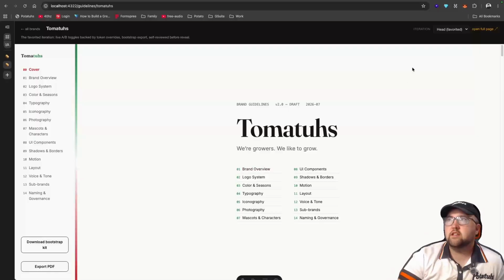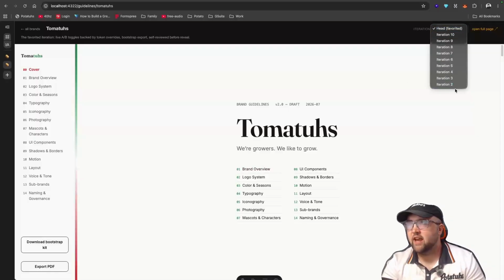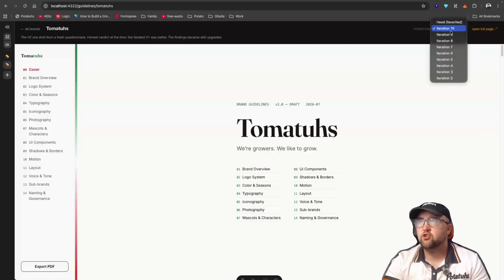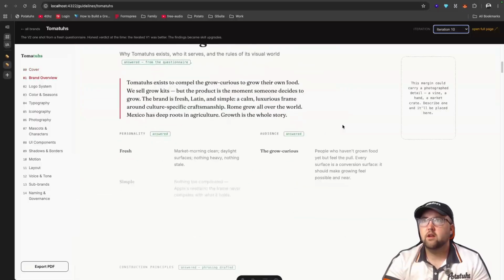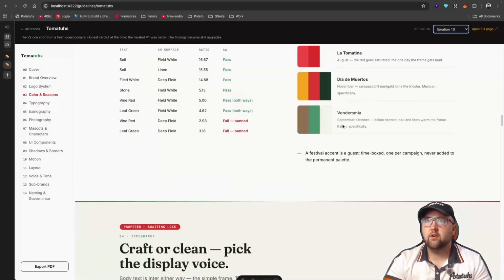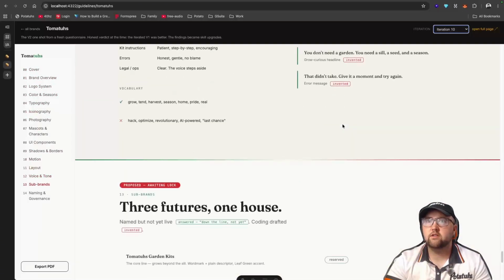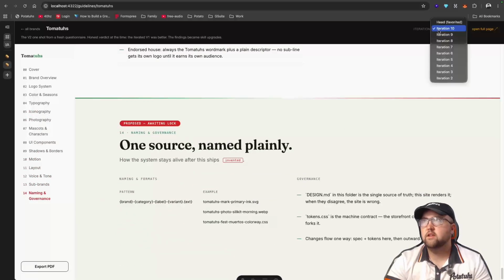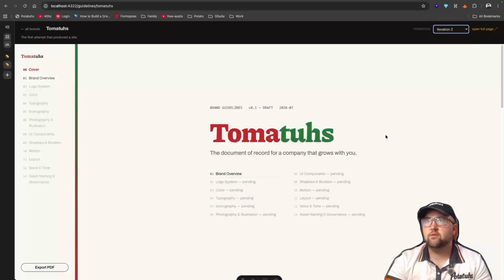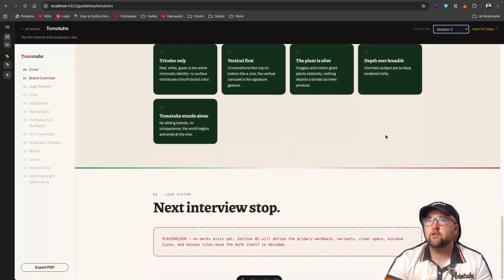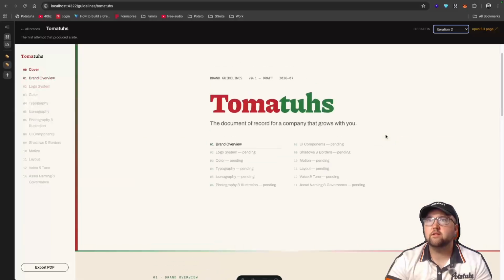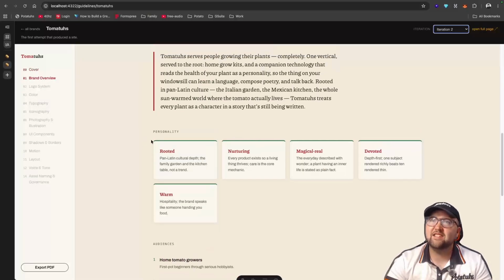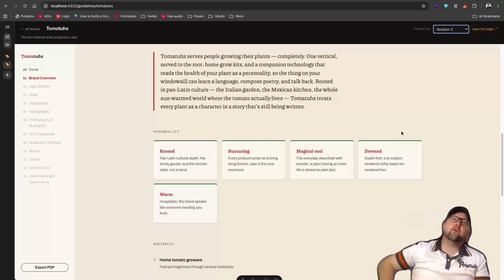So here we have the Tomatoes. We've actually done 10 iterations of this, and I'll just show you, we go through these ones, we go through all of these. Let's go to this. This was the first attempt, slop, right? Well, not too much slop. I see this pattern right here. I really don't like it. I mean, it kind of works for the Tomatoes.